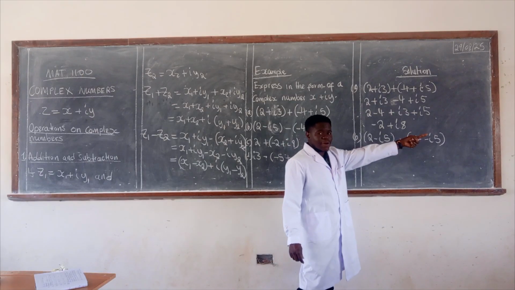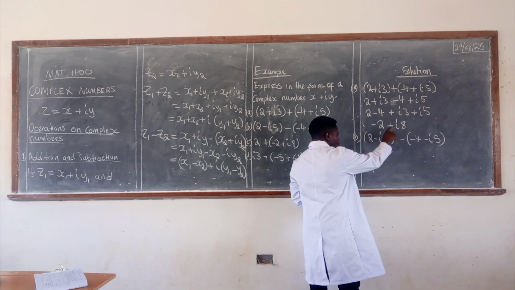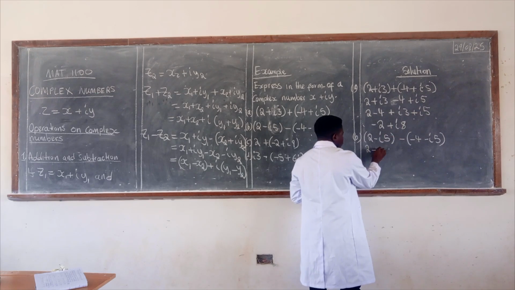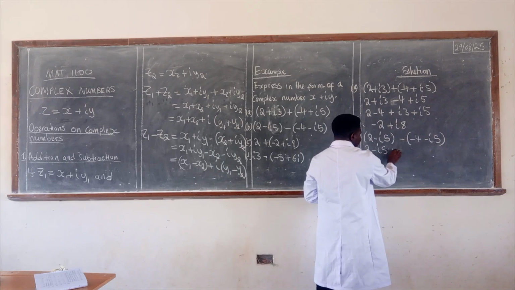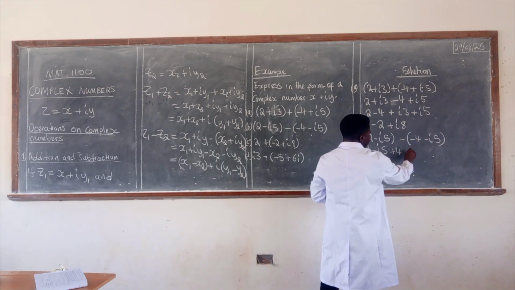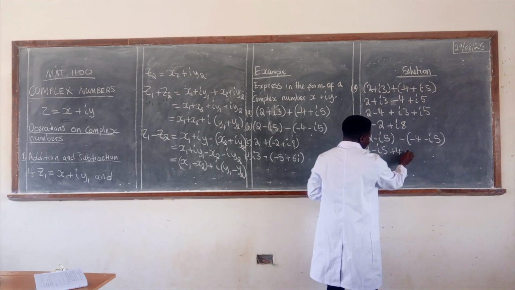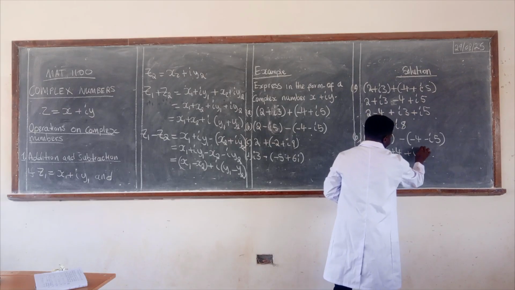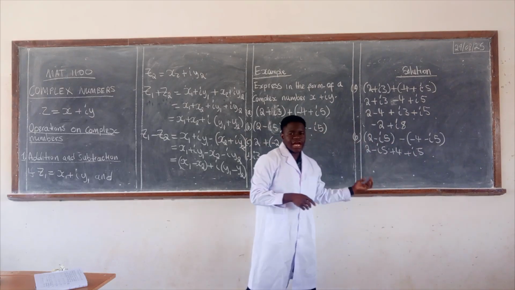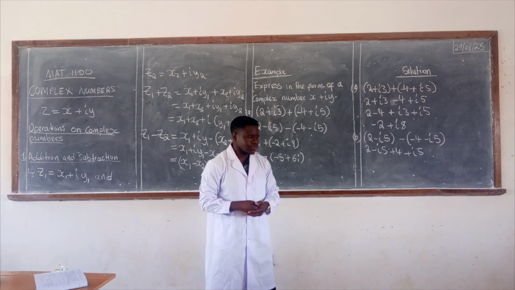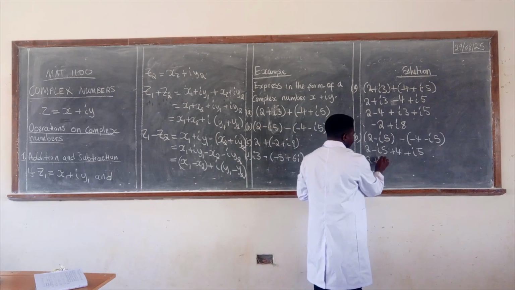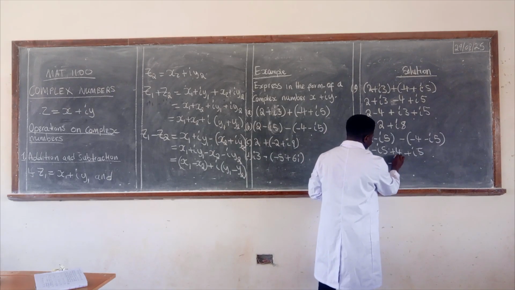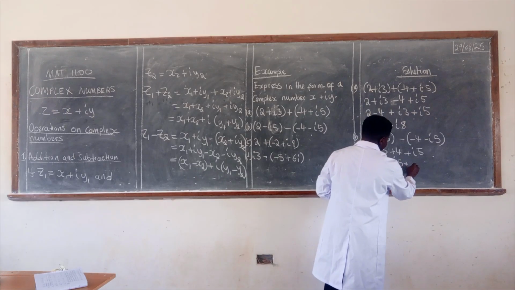So before that, we're going to expand this now. We're going to remove the brackets from this one. It's going to be 2 minus i5. We multiply negative times negative 4, it's going to give us plus 4. Negative times negative i5 is going to give us positive i5. From there, we are going to group the like things. Okay, so the real part is going to be 2 plus 4, and then the imaginary part is going to be negative i5 plus i5.